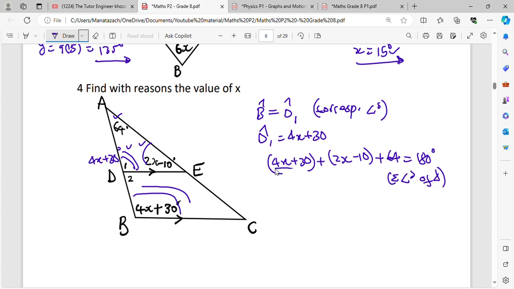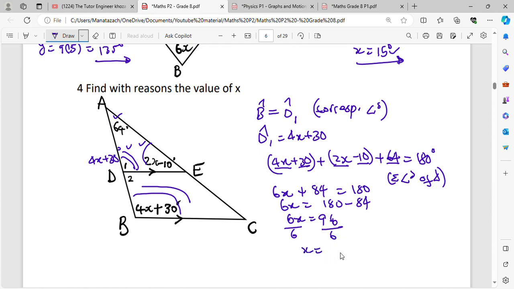So here we'll have 4x and 2x, which will give us 6x. 30 minus 10 is 20. 20 plus 64 is 84, is equal to 180. So basically from here we'll solve for x. Here we'll have 96, and we divide by 6 both sides, then x is equal to 16 degrees.